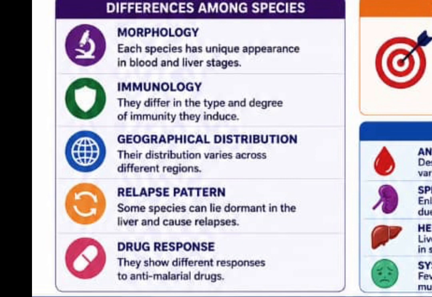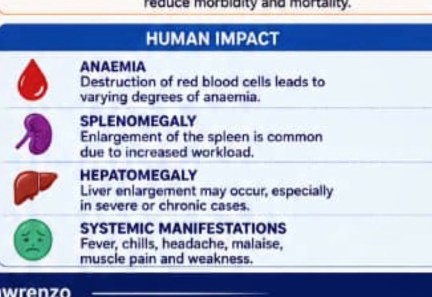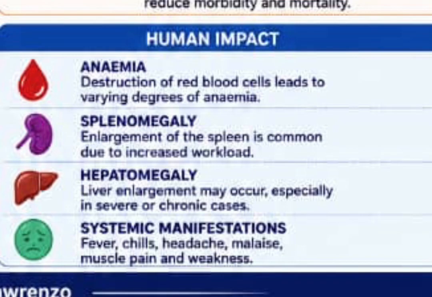And also the human impact, which we'll be talking about here: it causes anemia, because they are affecting red blood cells. Splenomegaly, which means the spleen tries to get rid of all those red blood cells. Are you getting me now? And it tends to be highly increased, because the dead red blood cells back up in the spleen, which causes splenomegaly. Hepatomegaly. Why?